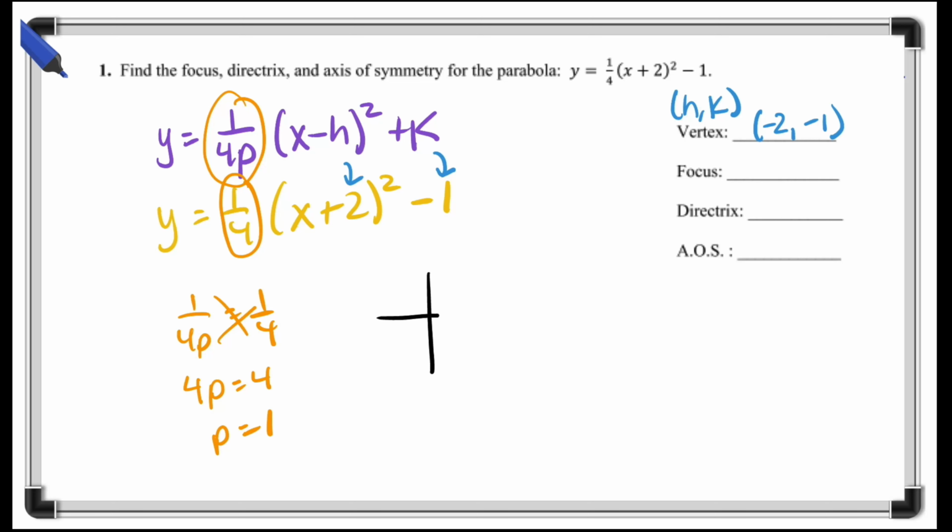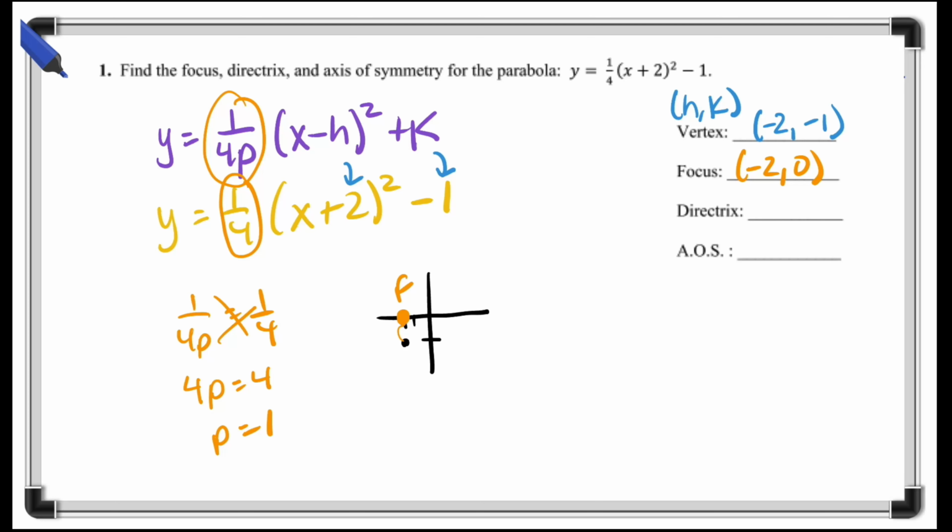So if we make a little sketch here of this parabola, your vertex here is -2, -1. If we know p is 1, that is the distance from the vertex to the focus. So that means in the positive direction here, this would be my focus. So my focus would be -2, 0.